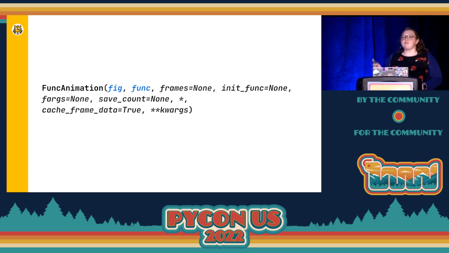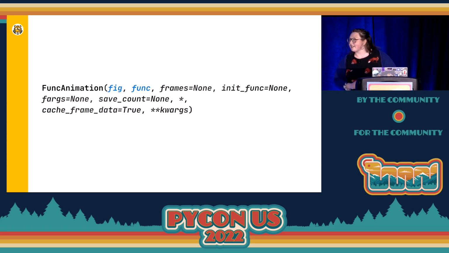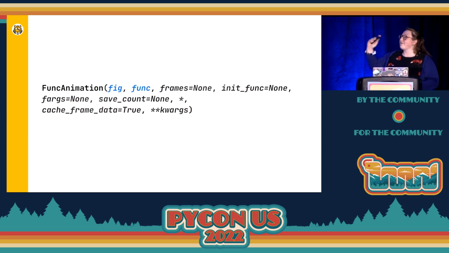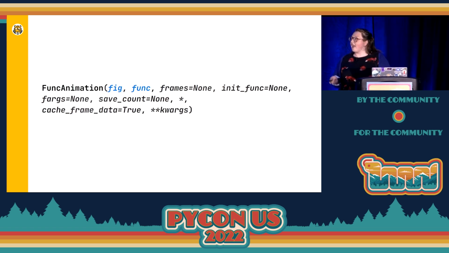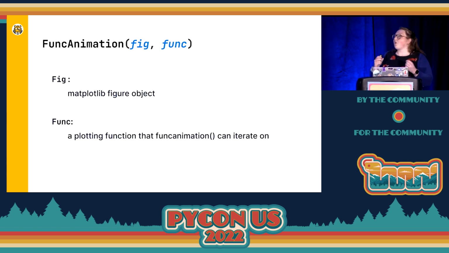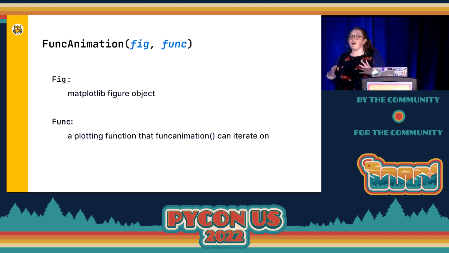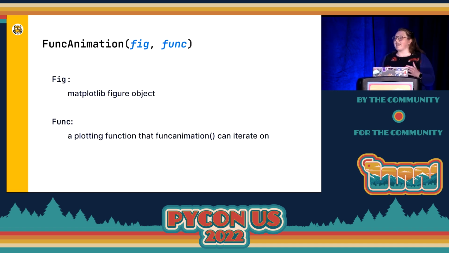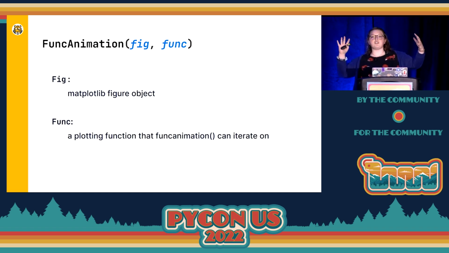So if we're going to use FuncAnimation in our code, we have to understand how to use it. Here, I took this from the matplotlib documentation, and this is all the arguments that we would need if we were going to use FuncAnimation. I highlighted the 2 necessary requirements that you have to include. The first one is fig. Fig requires a matplotlib figure object that it can produce this animation on. And then func represents a plotting function that FuncAnimation can iterate on to create all those static graphs, which it will then weave all together.